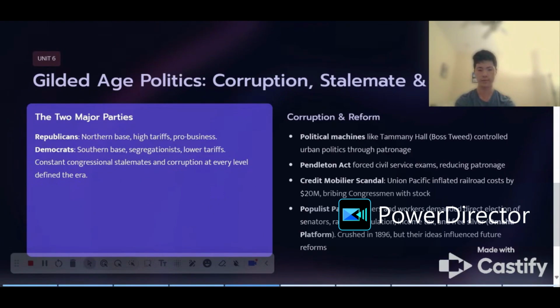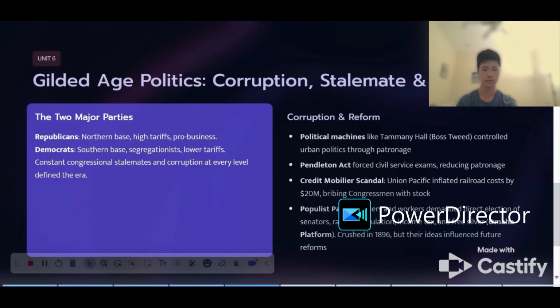They want lower tariffs. But also remember, at this time period, the Gilded Age, there's a lot of corruption going on because as, of course, monopolies and businesses grow, it's easier for political lobbying to happen, bribes, etc. And because of this, it was very hard for any legislation to be passed. This was one of the most stagnant periods in all of U.S. government history.